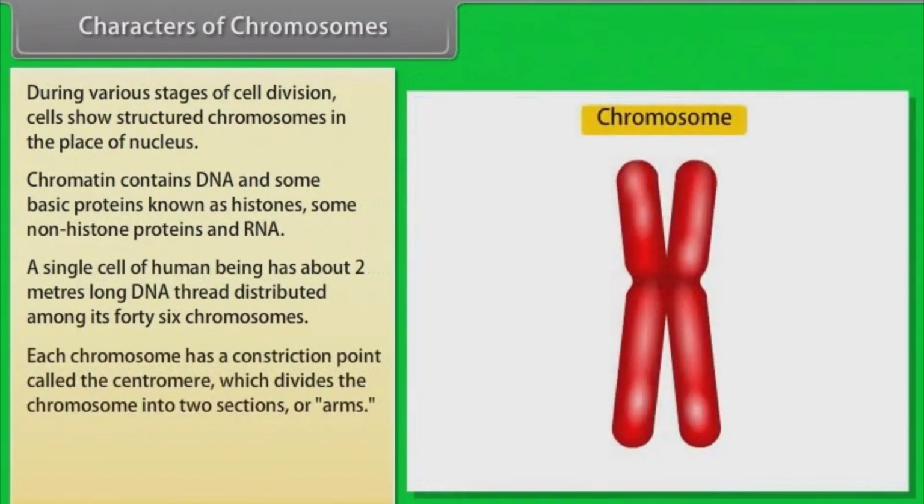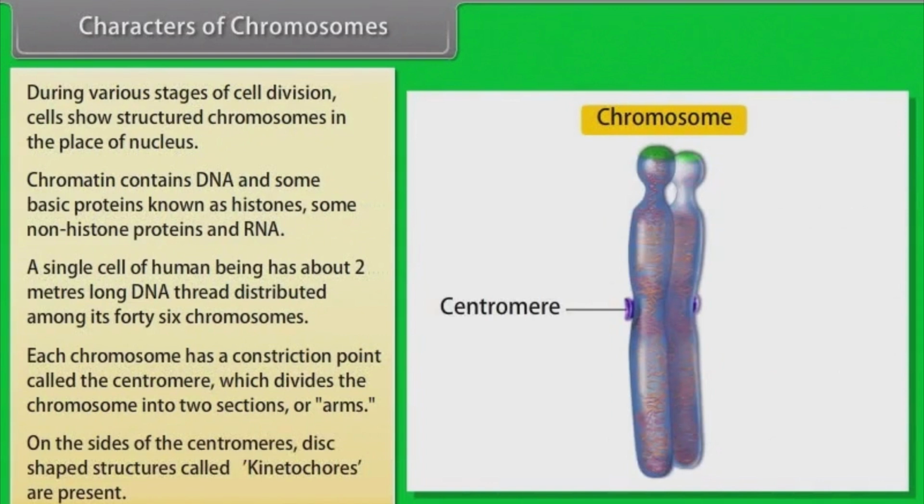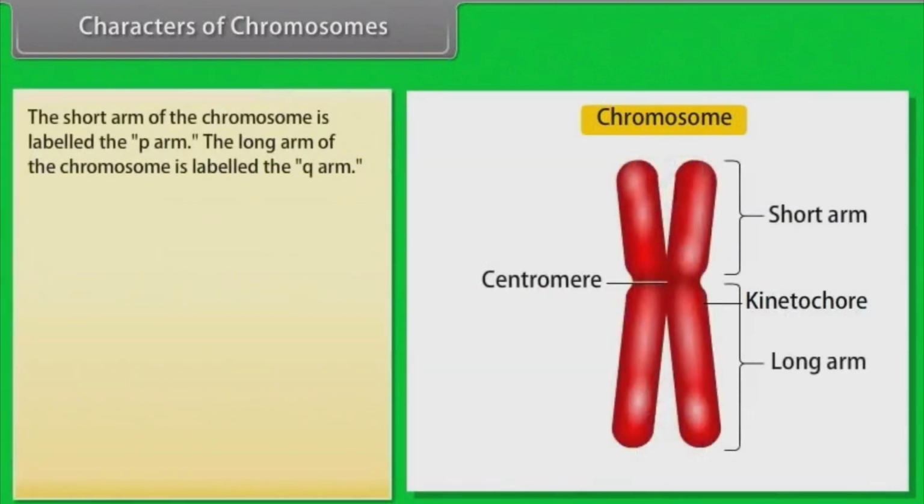Each chromosome has a constriction point called the centromere, which divides the chromosome into two sections or arms. On the sides of the centromere, disc-shaped structures called kinetochores are present. The short arm of the chromosome is labeled the P arm. The long arm of the chromosome is labeled the Q arm.